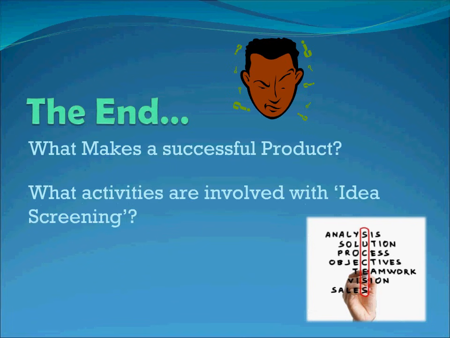So this brings us to our end. What makes a successful product? Think about the 8 stages. What do you think will determine whether or not a product will be successful? What activities are involved with idea screening? Is it a simple matter of, do you like it or not? So think about these questions. Make sure your notes are in order. Make sure you summarize them and you've provided some discussion questions.